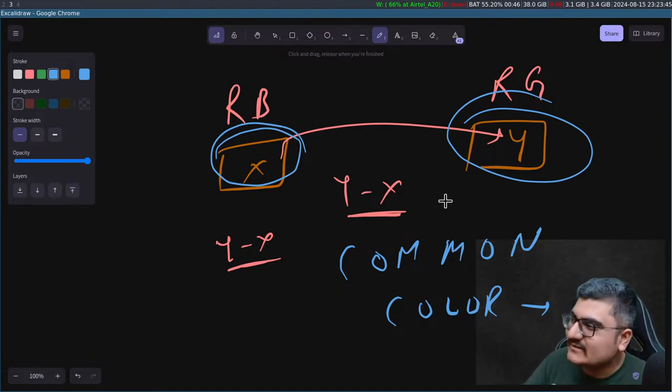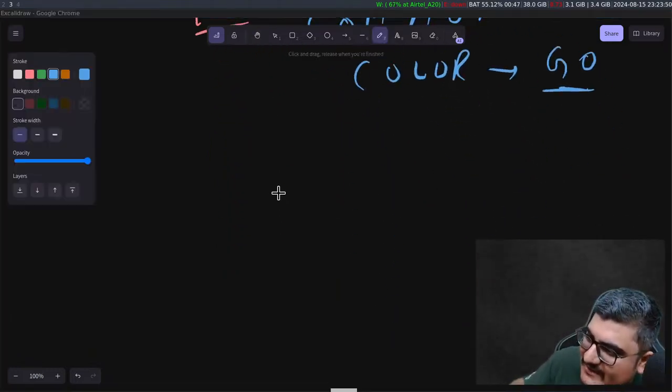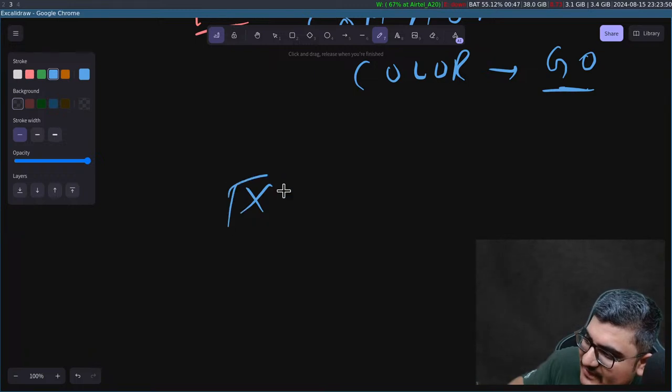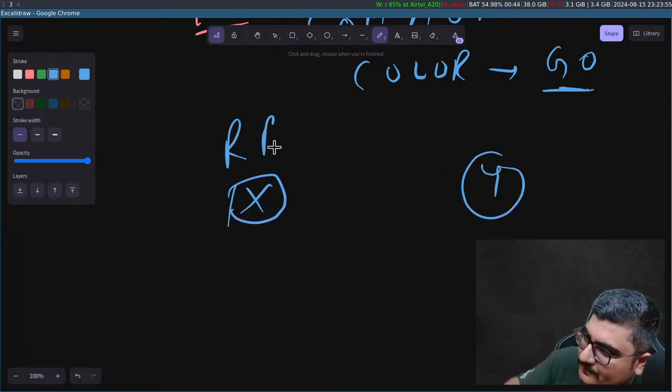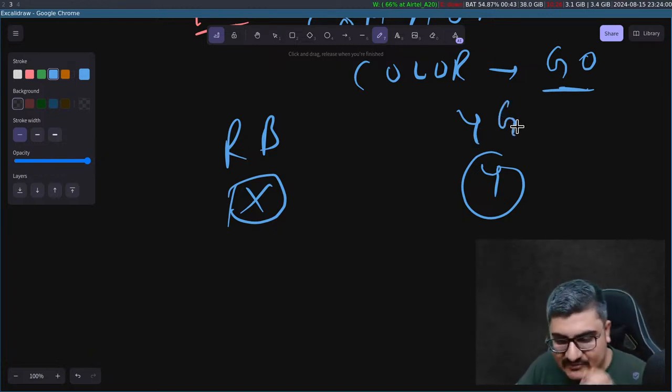Or in that case, if both of them do not have any common color, then you see this is X, this is Y, this is red blue, this would be yellow green. The colors would be completely different from here.